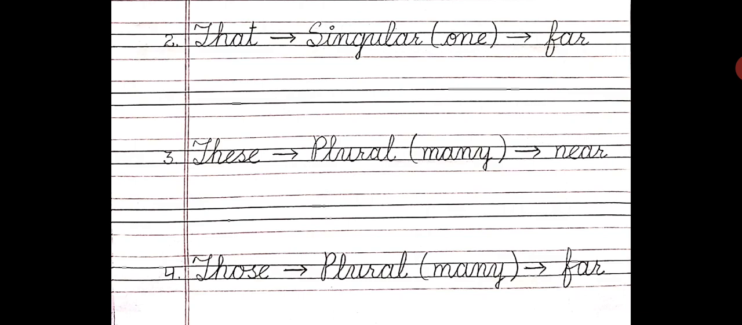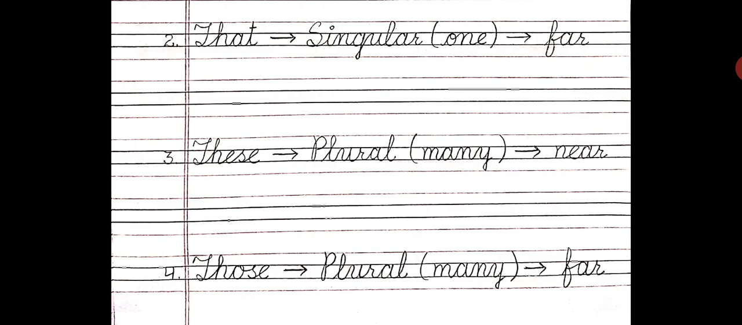So children, according to this rule, the demonstrative pronoun these will be used when any person or thing is plural or more than 1 in number and it should be near to you. Fine. Now leave one line and you will write the fourth demonstrative pronoun, that is those. Then make an arrow and write plural. Then write many in brackets. Then again put an arrow and write far.